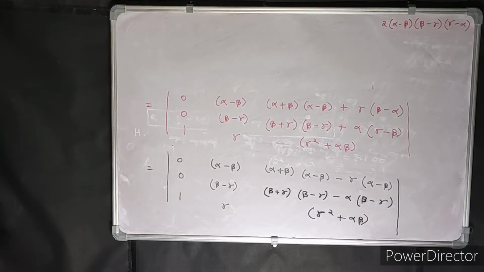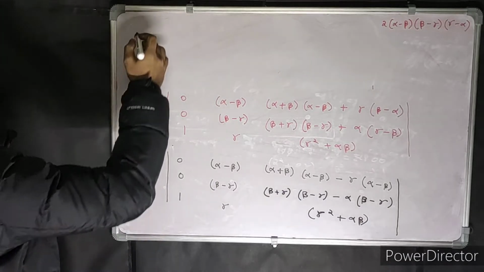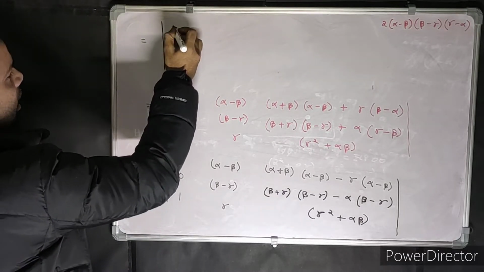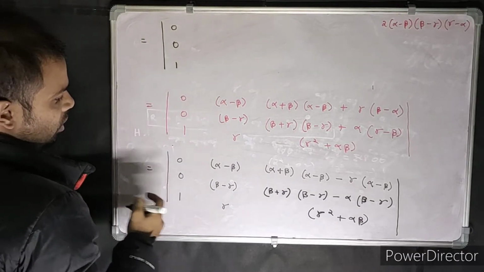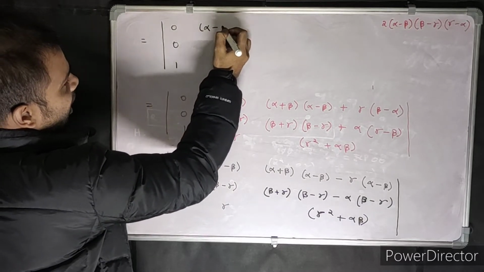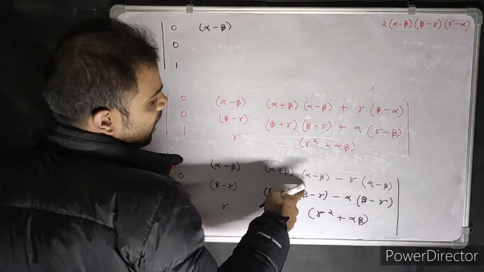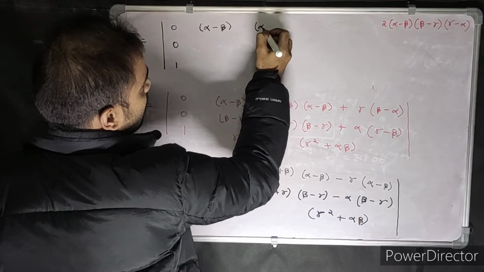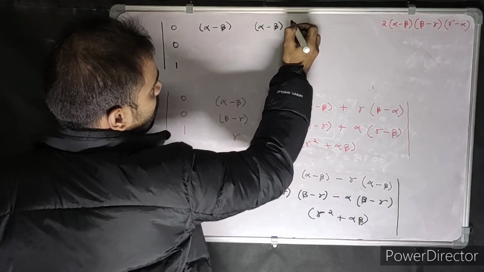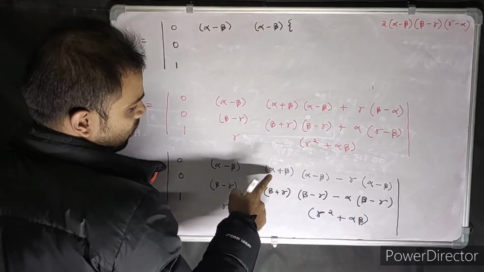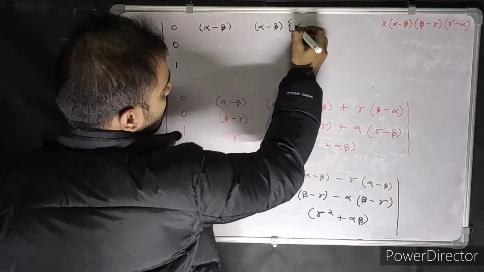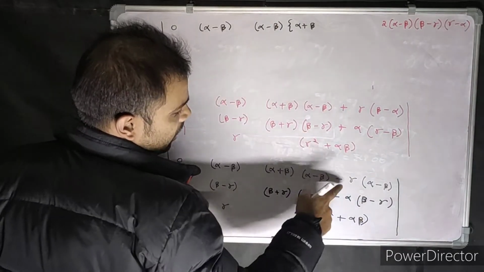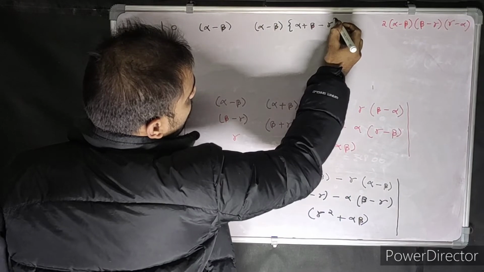So what's going to be the next step? The next step is to take out the common. Okay, don't hurry, don't expand it, you'll get confused otherwise. Alpha minus beta over here. From here, alpha minus beta is common. So take it out. Alpha minus beta came out. So inside, what are we left with? We are left with alpha plus beta over here and a minus gamma over here.